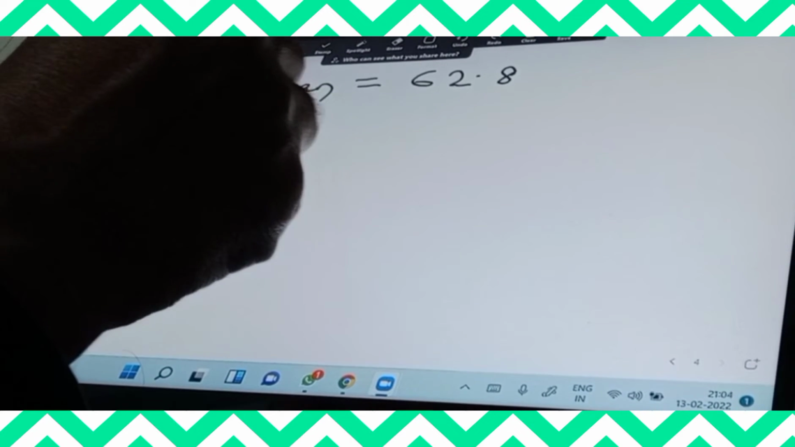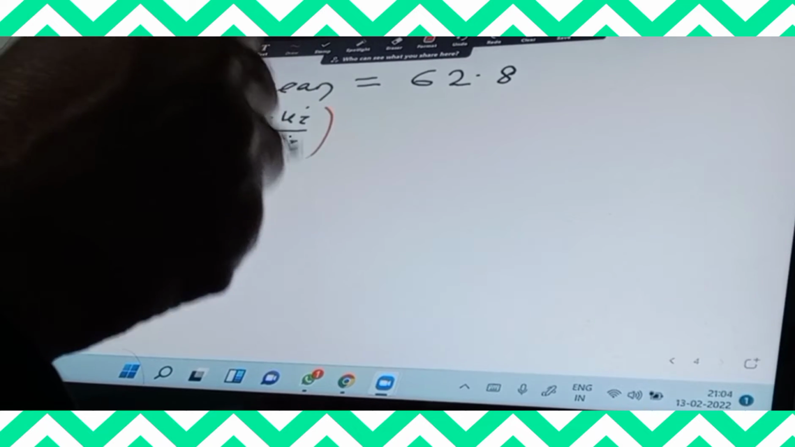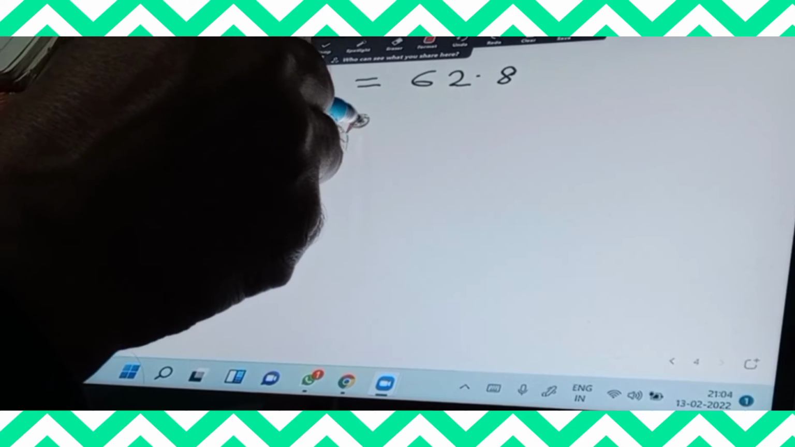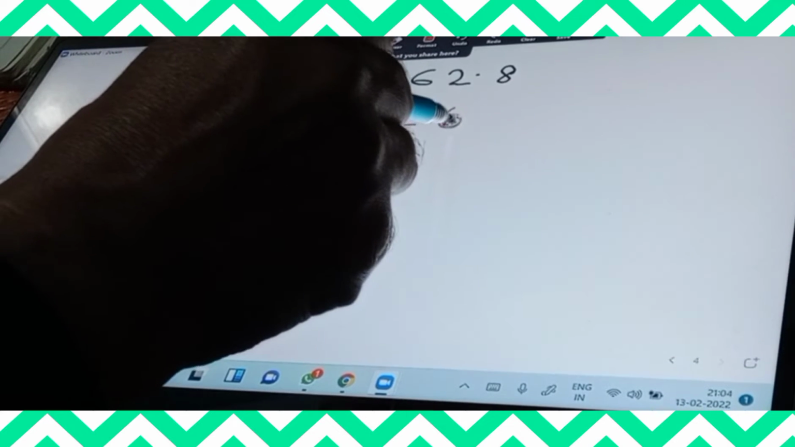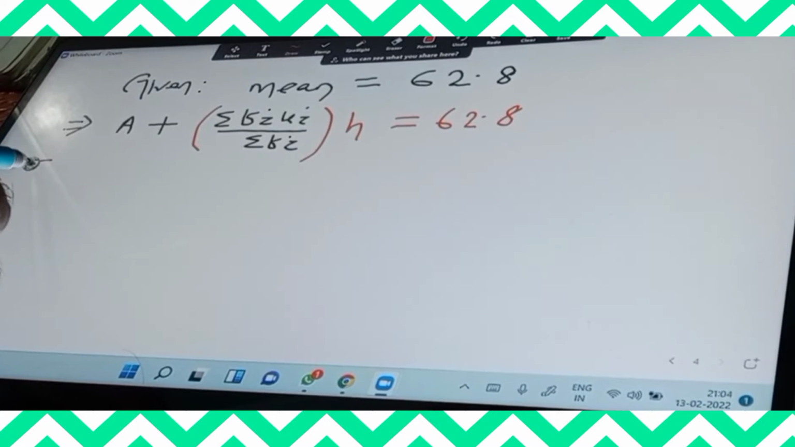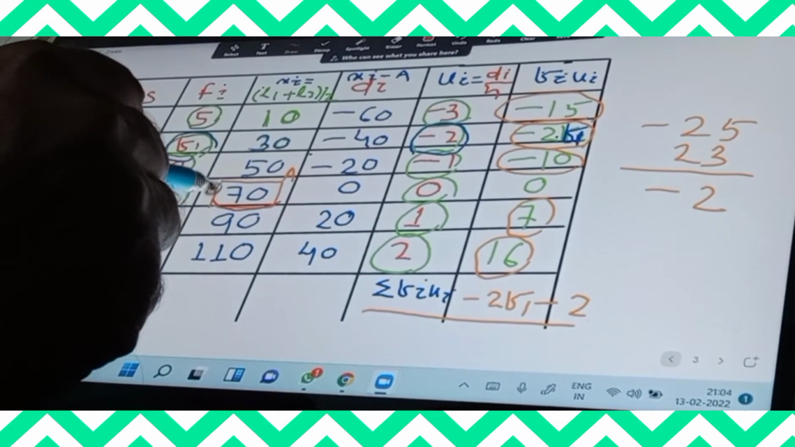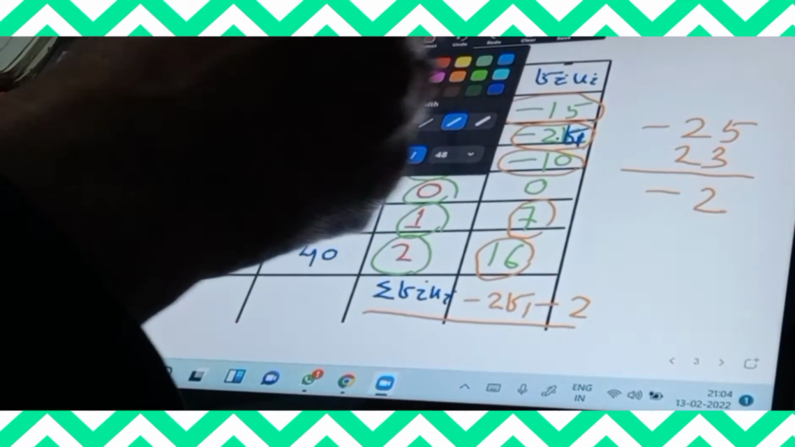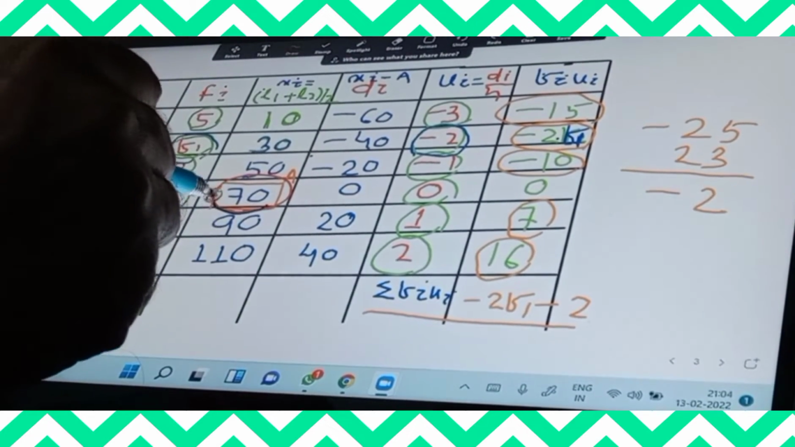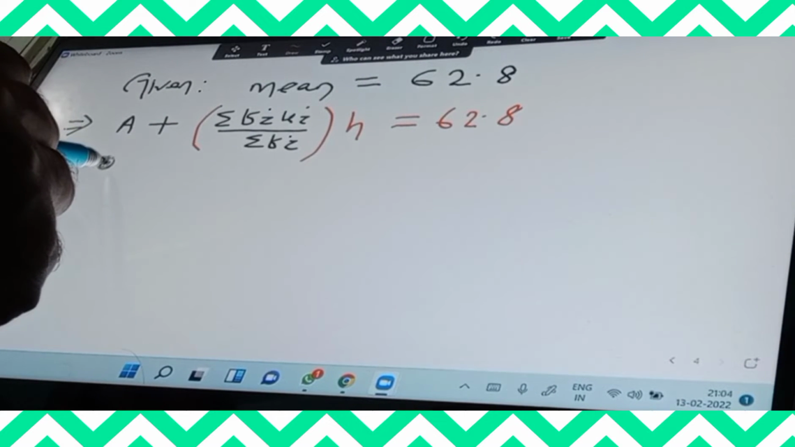Summation of fi ui divided by summation of fi, into h, the class size. This is the formula you can use. And here the value of a we have already taken as 70, so in place of a you can add 70.